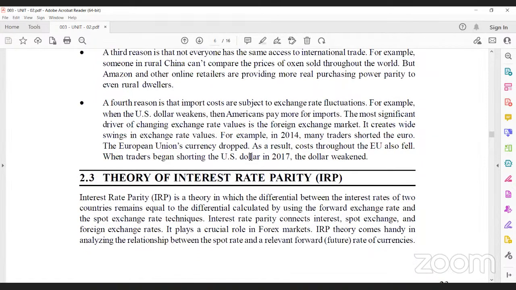Another, fourth reason is that import costs are subject to exchange rate fluctuations. When the US dollar weakens, Americans pay more for importing any product. Whereas the most significant driver of changing exchange rate values is the foreign exchange market. This creates wide swings in exchange rate values.